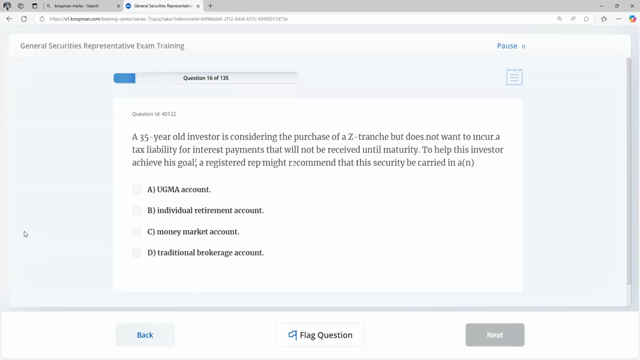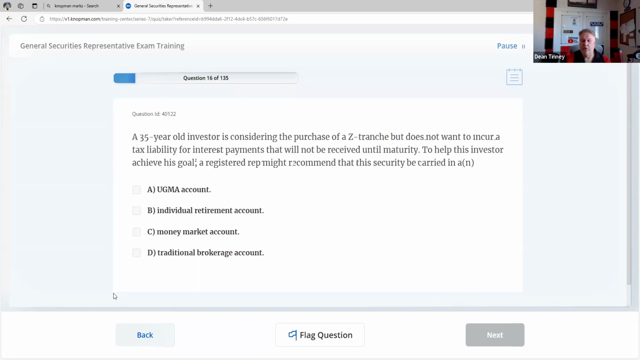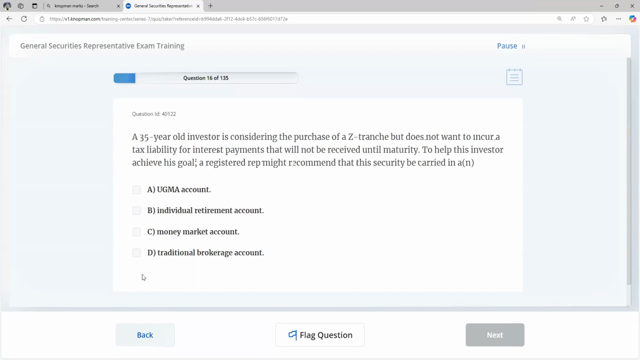Wouldn't that just be a traditional brokerage account? I'm kind of between that, because I don't think a Z tranche is collateralized. Yeah, it's a CMO. It's a CMO for sure, and CMOs are a little risky. So I know they wouldn't be in a money market. I know they're not going to be in an UGMA account. So I think it's either B or D. Not in an individual retirement account either.